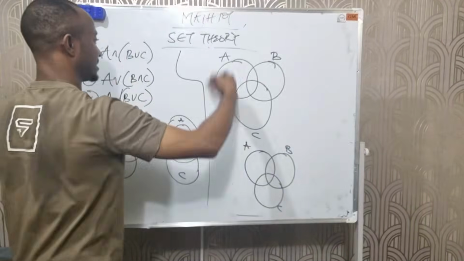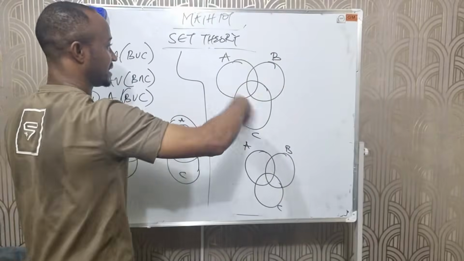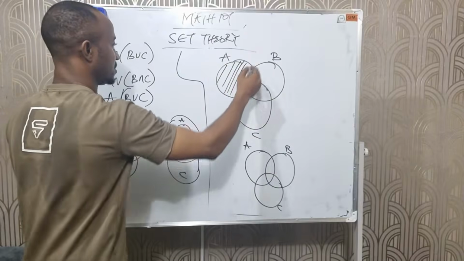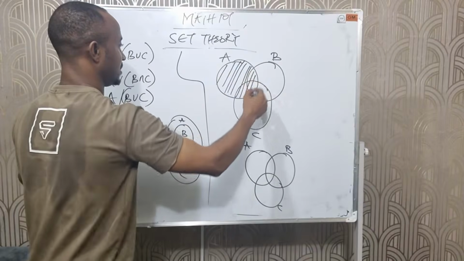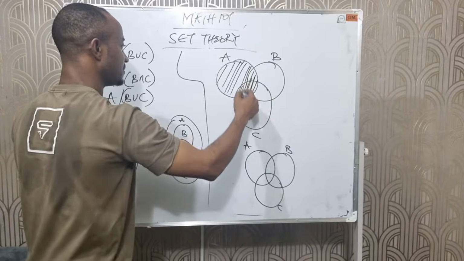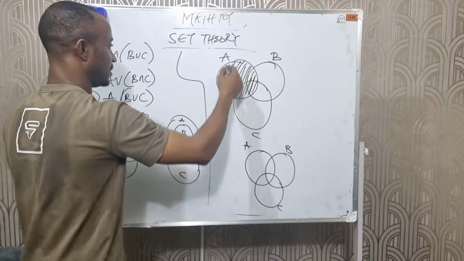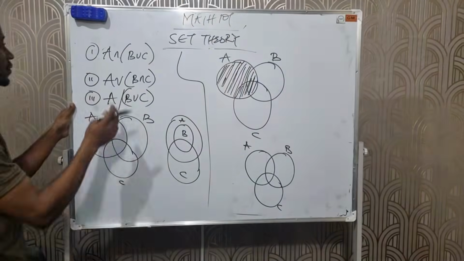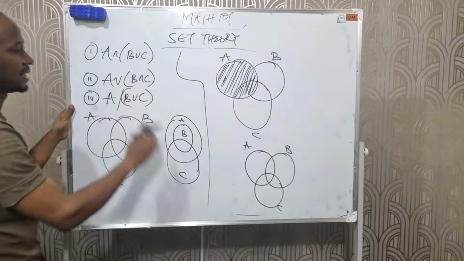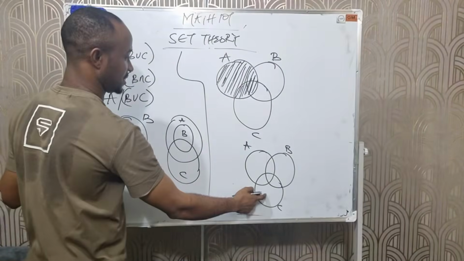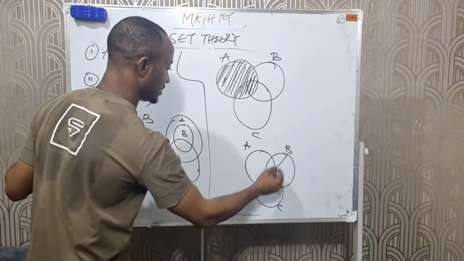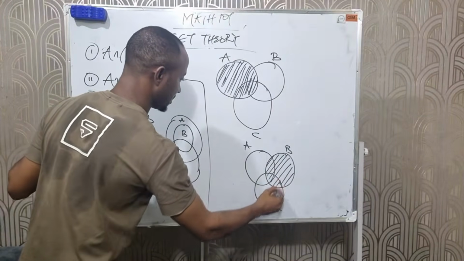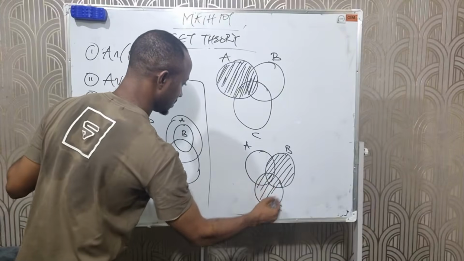Now, the first is, what does this A represent? Let me use this to represent A. This is set A. It means I will shade every part of A. Okay, just follow up this class. Now the next is to bring out B union C. B union C means I'm shading every part of B and every part of C.